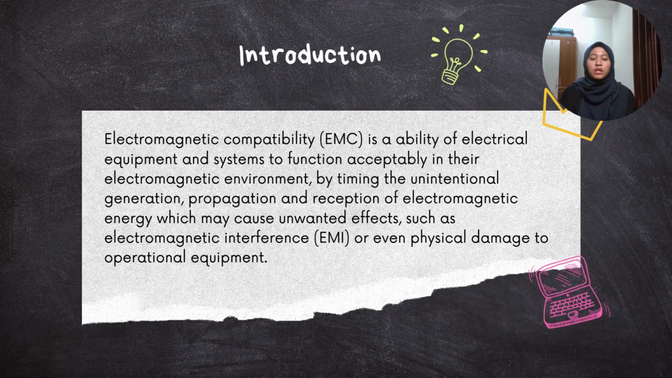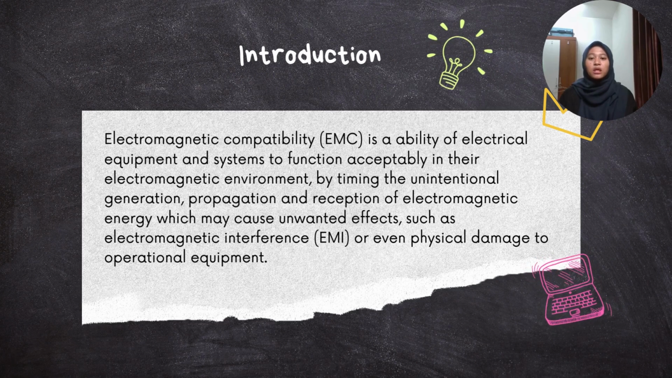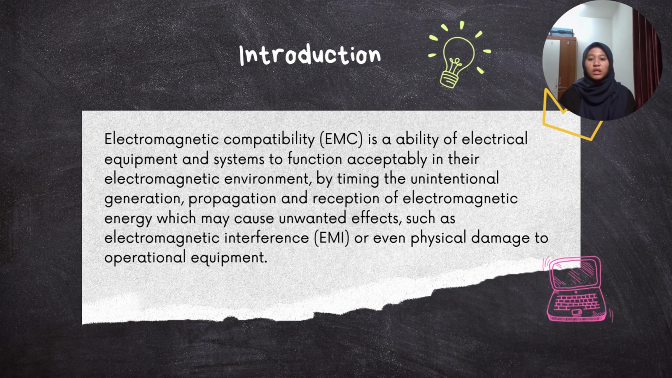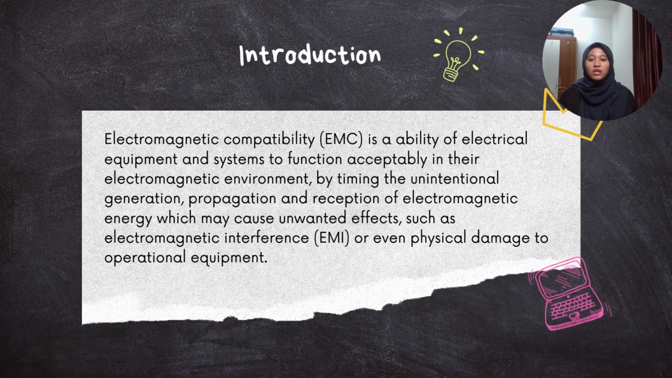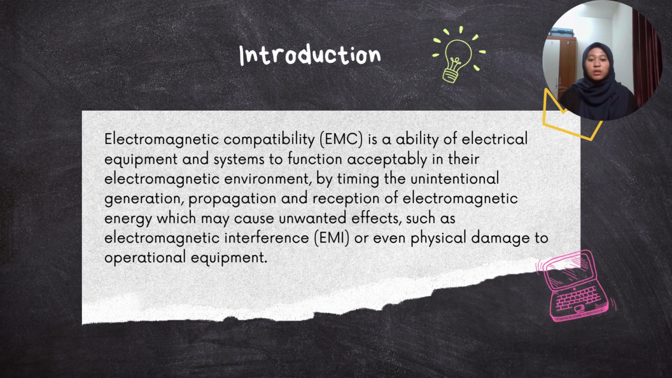Electromagnetic compatibility is the ability of electrical equipment and systems to function acceptably in their electromagnetic environment by limiting the unintentional generation, propagation, and reception of electromagnetic energy, which may cause unwanted effects such as electromagnetic interference, or EMI, or even physical damage to operational equipment.